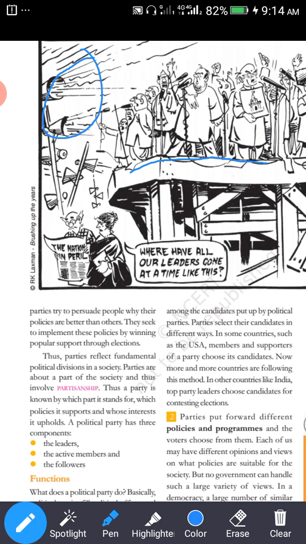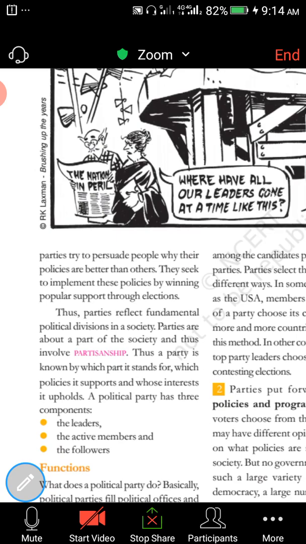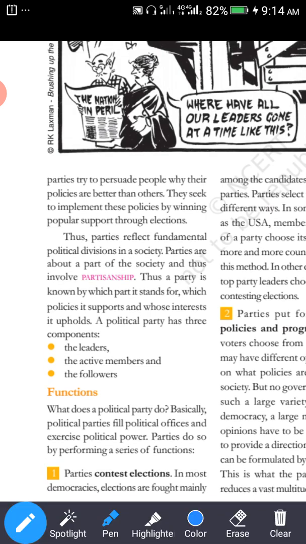So parties try to persuade the people about why their policies are better than others. They seek to implement these policies by winning popular support through elections. They think about which type of objectives we have to collect, and we have to say in front of the people that it is a betterment for their improvement, and how it can be implemented, for winning the elections, and the policies they decided. And when these policies were announced earlier, then the party reflected the fundamental political divisions in the society.